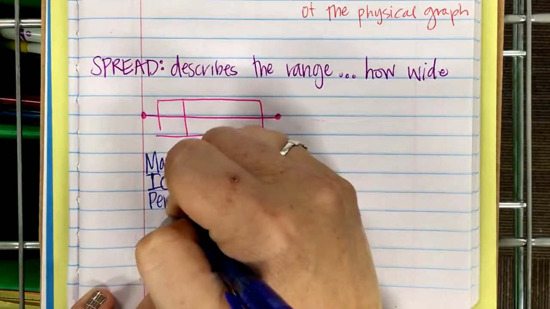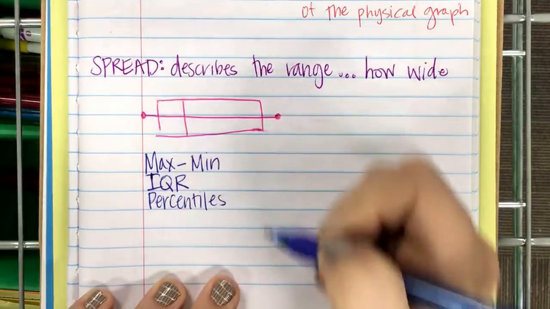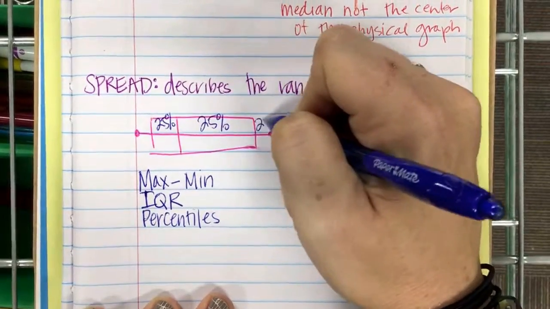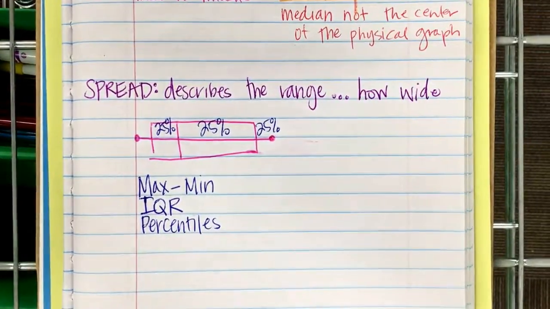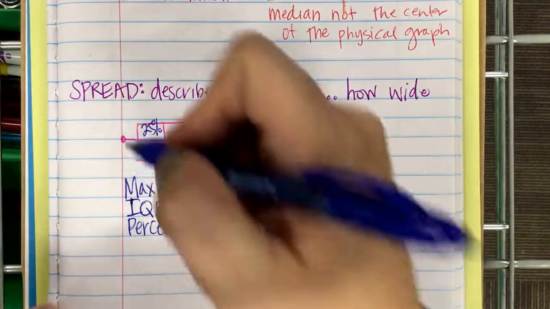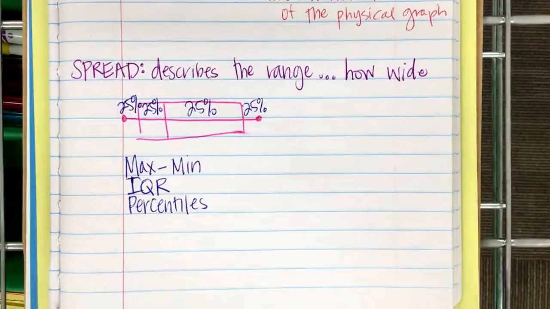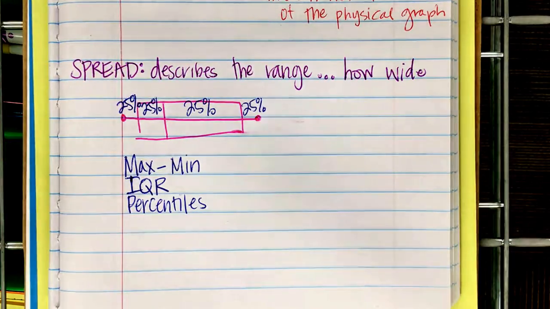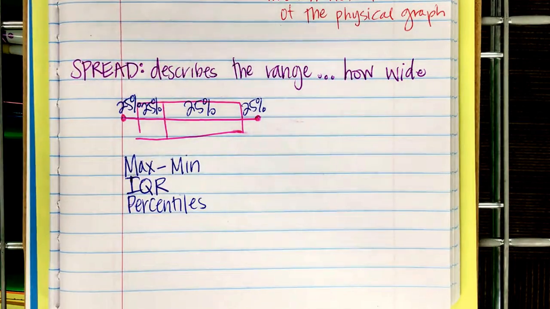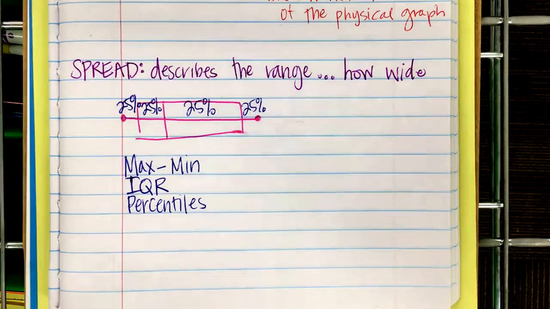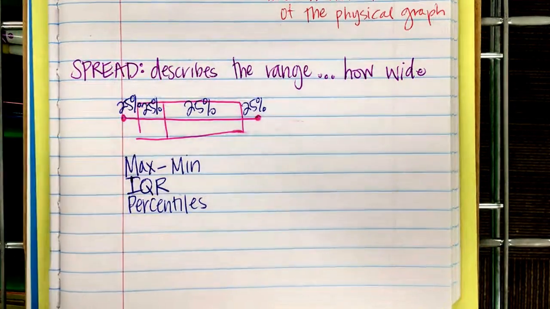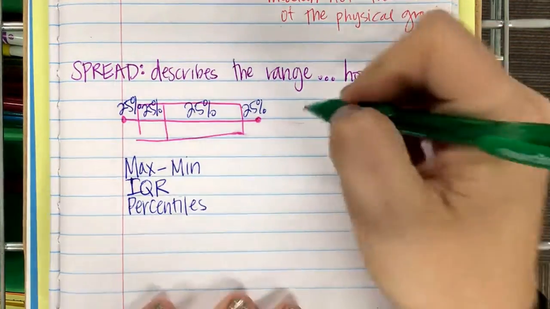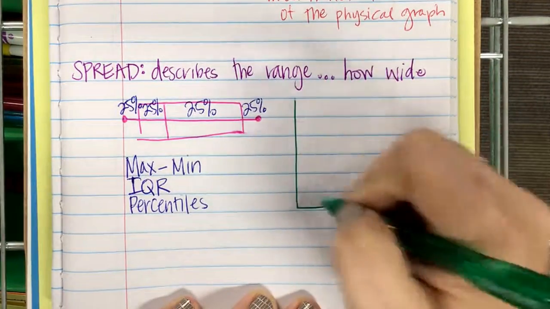You could talk in percentiles, saying that 75% of the data is greater than blank. 50% of the data falls between blank and blank. See what I'm doing there? I'm taking my analysis up a notch. I'm not just saying, oh, the data is very big. One more.